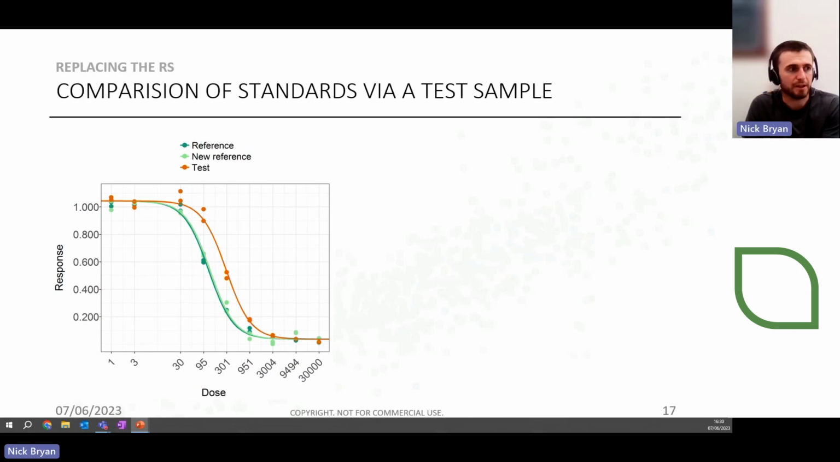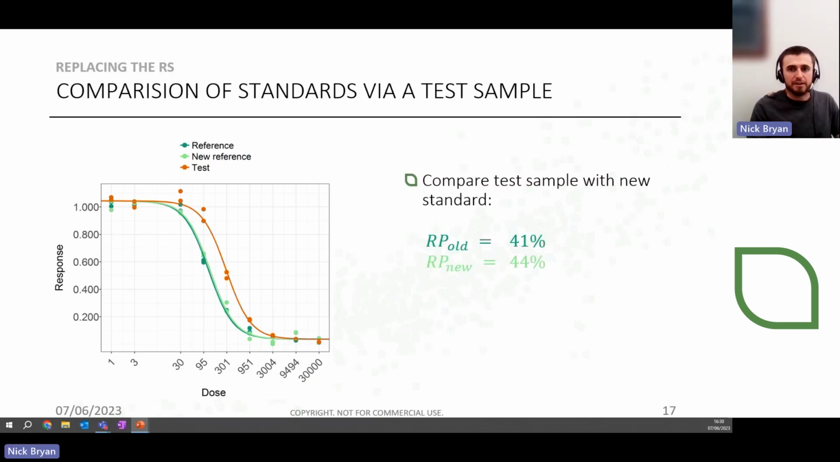We then introduce a new reference standard. This might be a working reference standard, or it might be something to replace the current reference standard. This is shown in light green, and it's almost on top of the old reference standard. So when we calculate the relative potency of the test sample using this new reference batch, we have a slightly different relative potency. So now our relative potency with the new reference standard, RP new, is 44%.